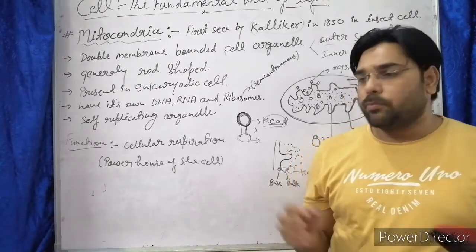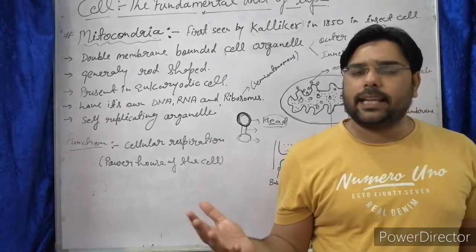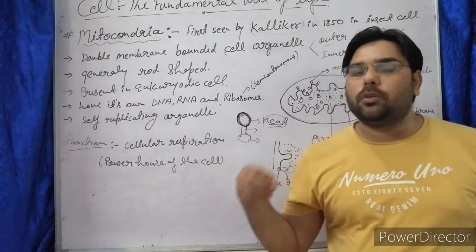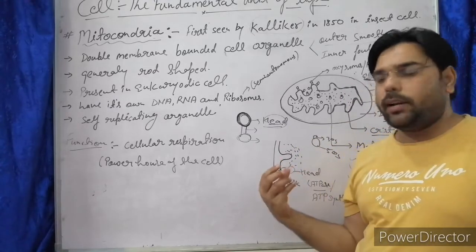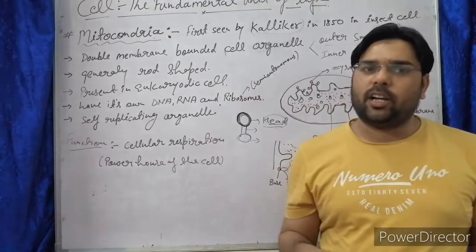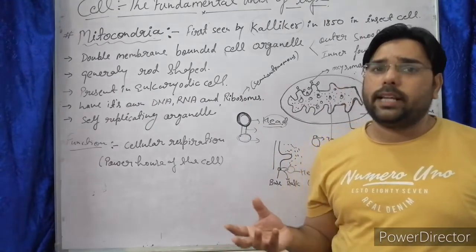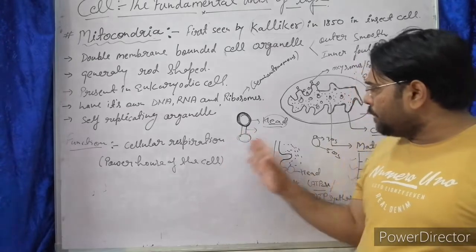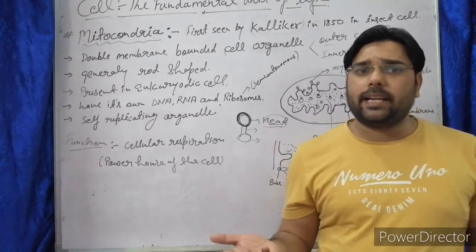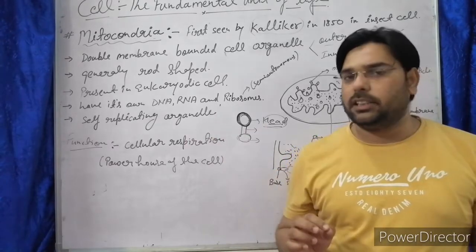Okay students, so after glycolysis in the cytoplasm, glucose breaks down into pyruvate, and that pyruvate goes into the mitochondria. In mitochondria, the Krebs cycle occurs. It is a complete cycle with many steps. We discussed the Krebs cycle in earlier classes. After the completion of the Krebs cycle, ATP energy, adenosine triphosphate energy, is released.